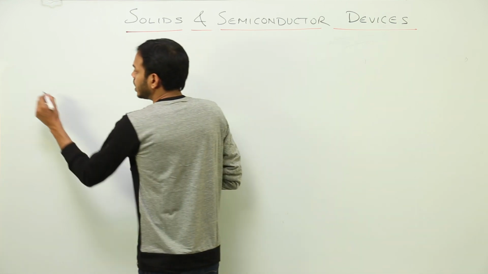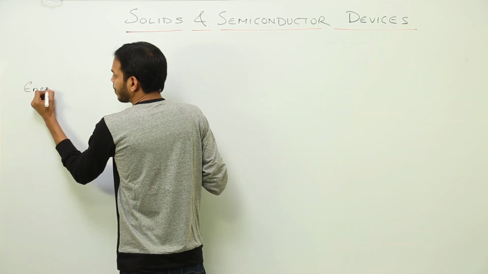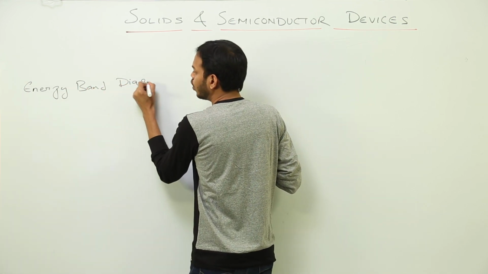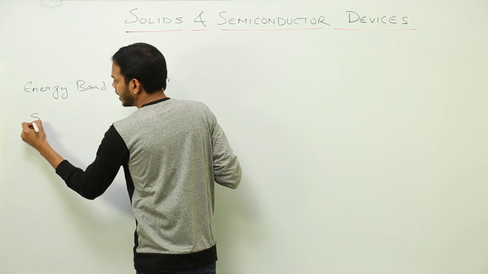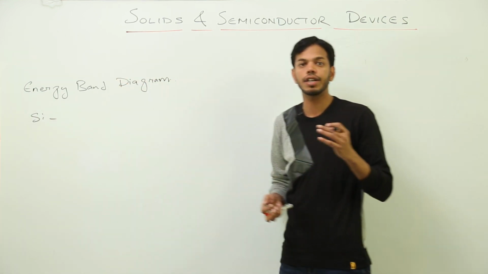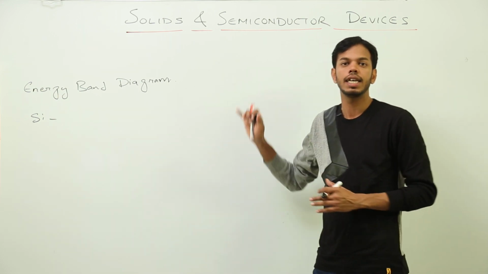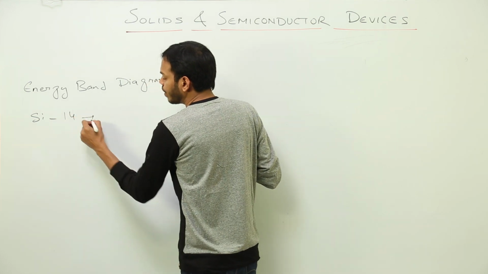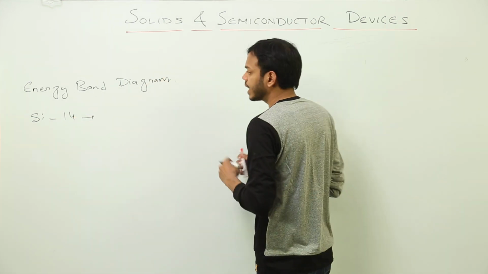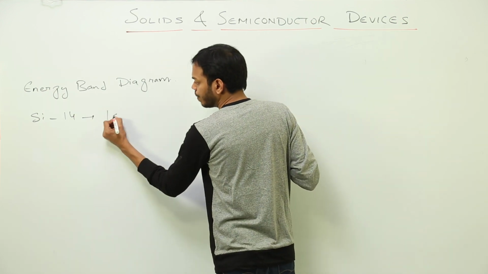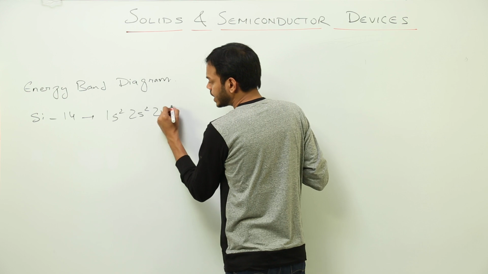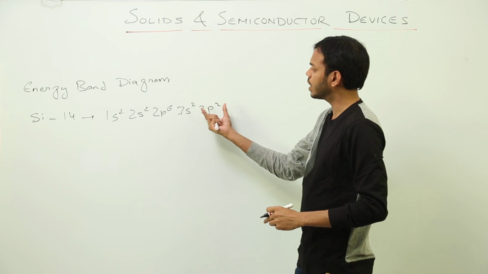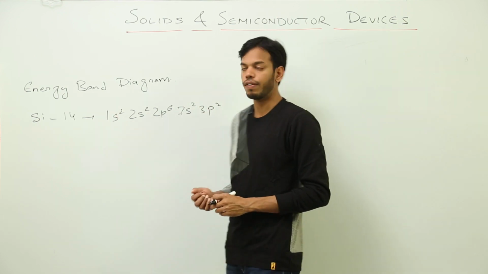Let's study it. So the first topic of the chapter would be energy band diagram. For this, we are going to take an example of silicon, because later on we are going to declare that silicon belongs to the category of semiconductors, and we have to study semiconductors in detail. Silicon has an atomic number of 14. So what would be the configuration? I'm talking about electronic configuration, exactly the chemistry one. This would be 1s2, 2s2, 2p6, 3s2 and 3p2, right? 6, 7, 8, 9, 10 plus 4, 14. This would be the configuration of silicon.